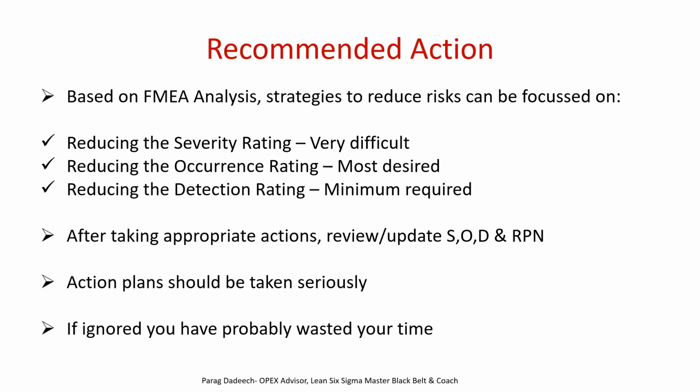It is accomplished by improving process controls in place, could be alarm signals, or sensors. After taking the appropriate actions, you review and update the severity, occurrence, and detection scales and reevaluate the RPN number. The action plans in the FMEA should be taken very seriously. If ignored, you have probably wasted a lot of your time. If accomplished well, you will gain significant gains.